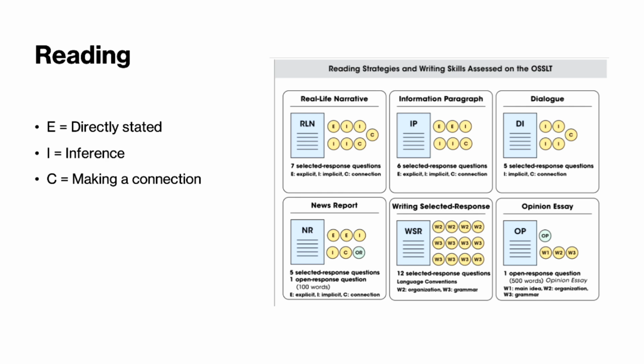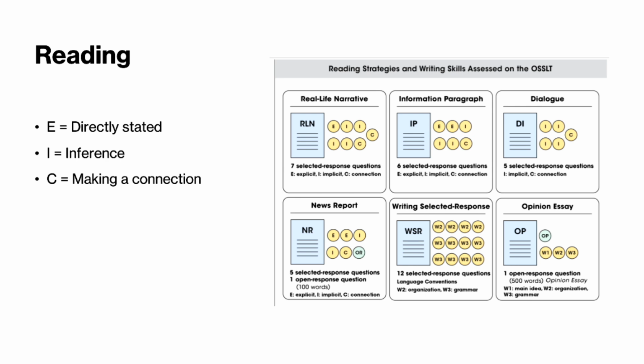So there are 3 types of reading questions that you will encounter on the literacy test. The first one involves explicitly stated answers. So for example, there will be a question and the answer is found directly in the text. So those are the easy ones, the explicitly or directly stated answers.